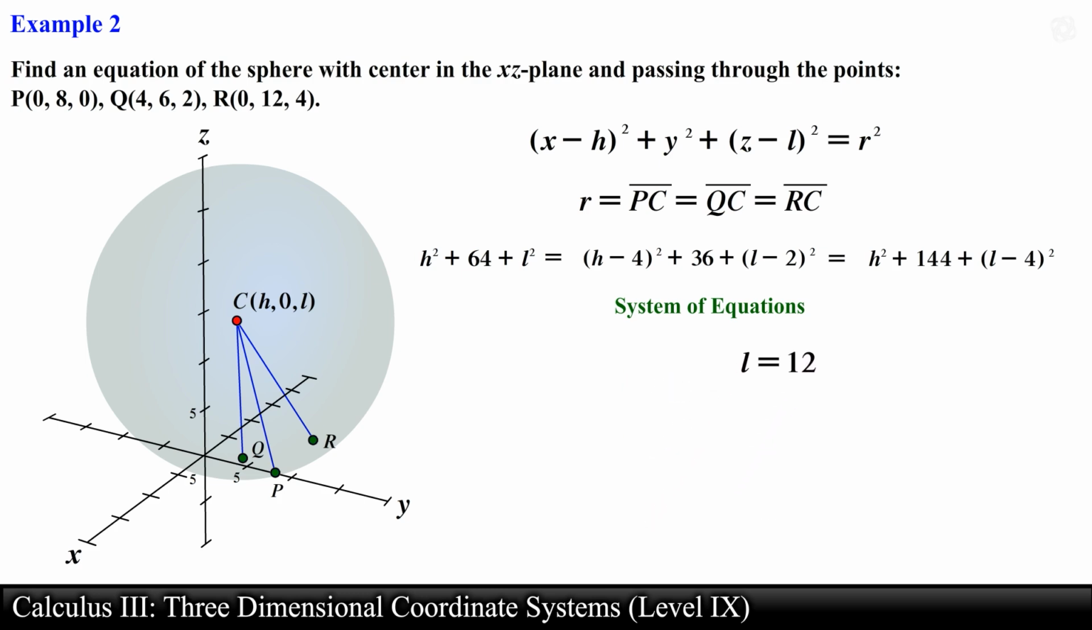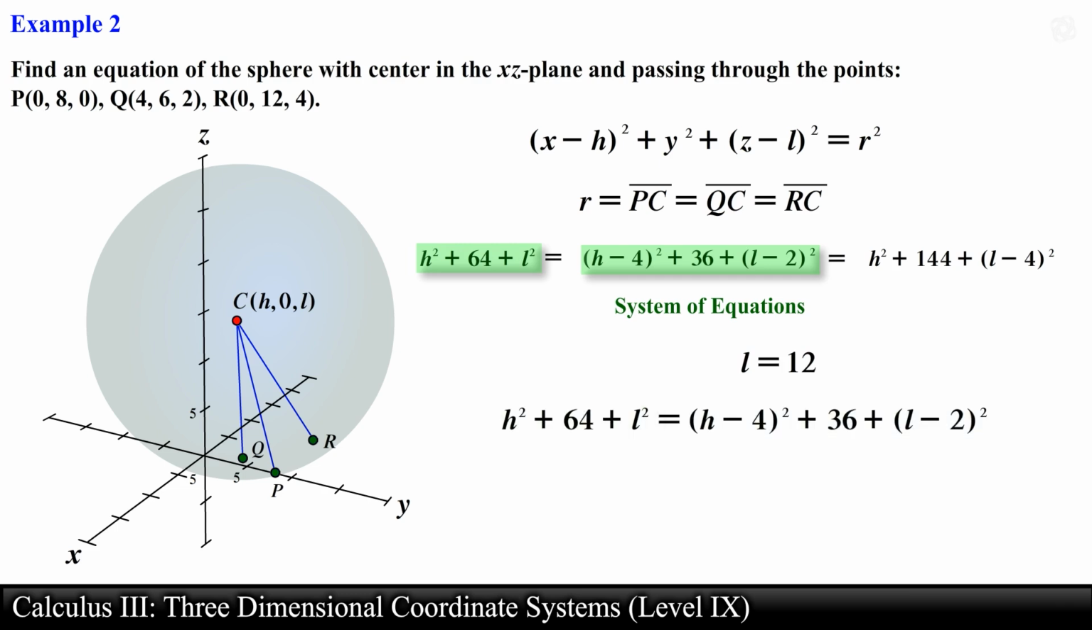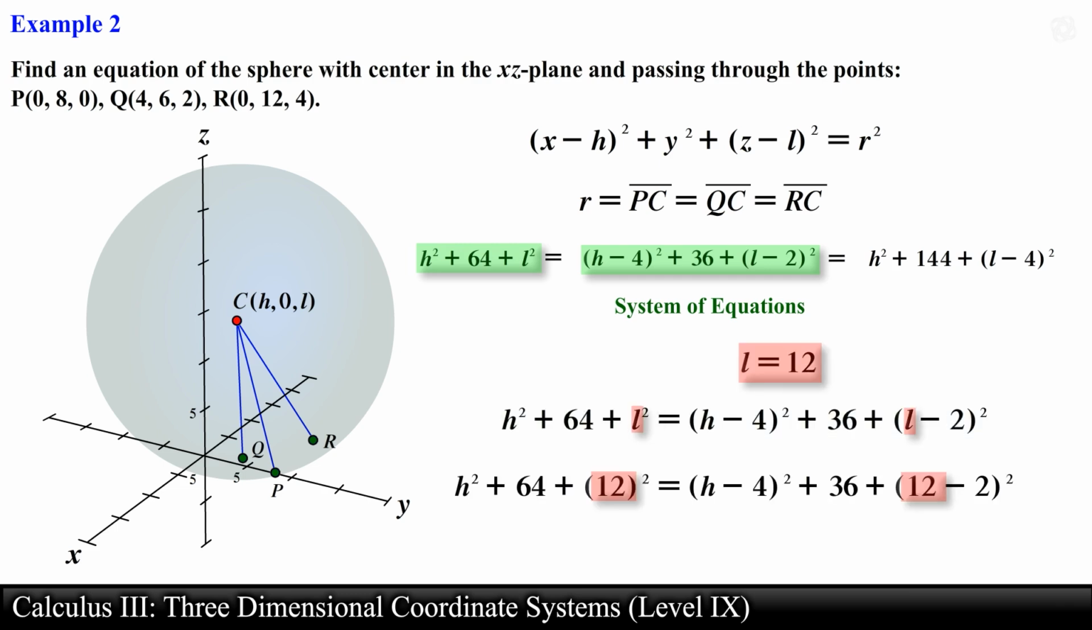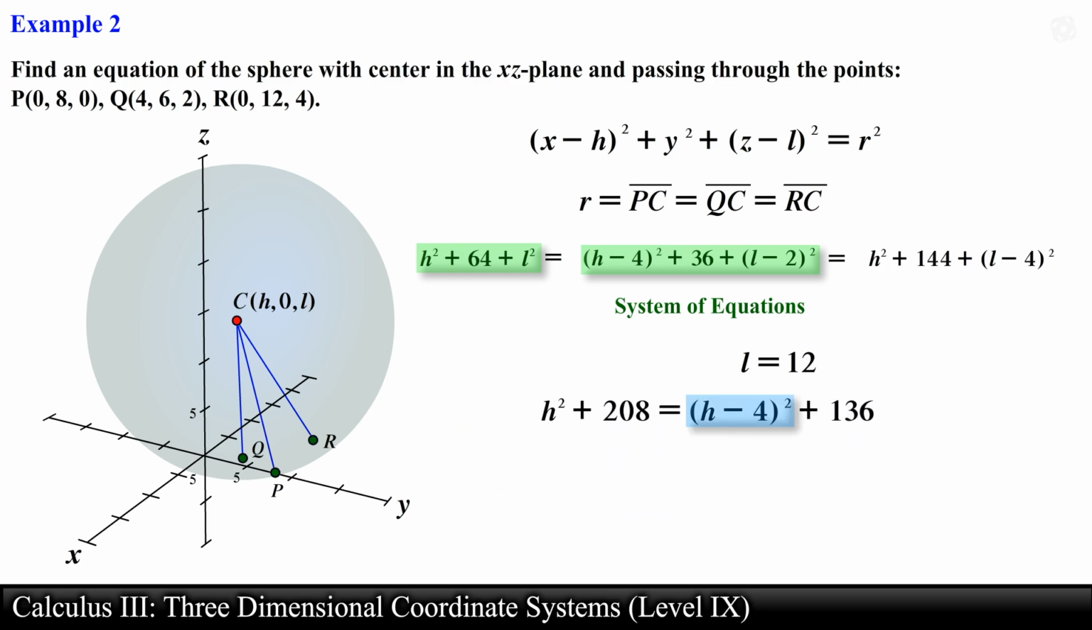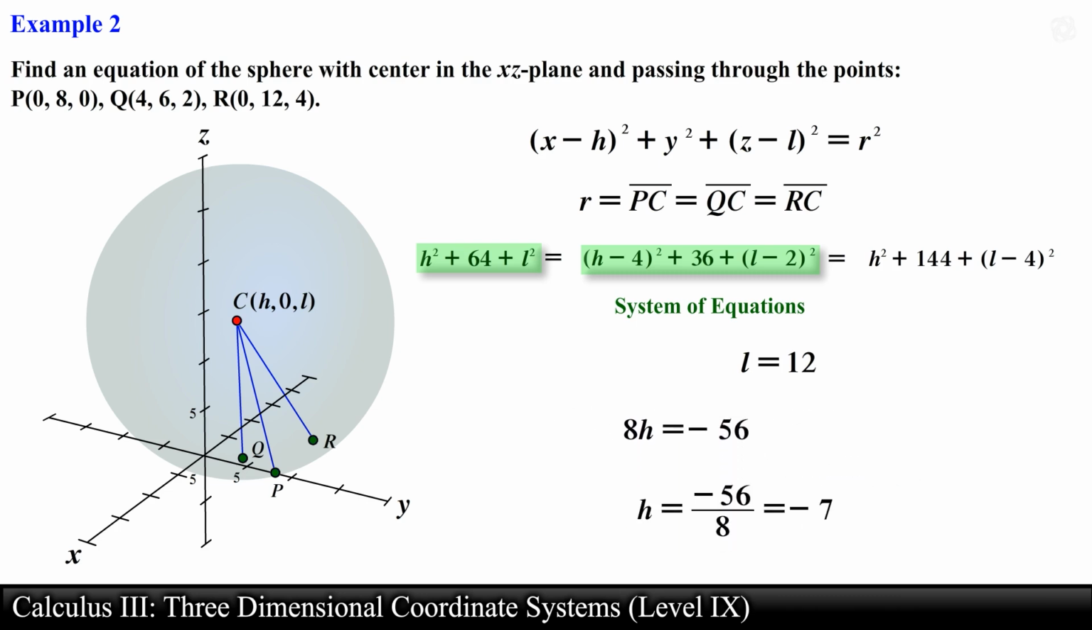Now we need to equate 2 distinct expressions, substitute this value for L, and solve for h. Let's equate the first and second equations together. Next, let's replace the value for L with 12 and simplify the expressions. After that, let's expand the binomial square. Notice that the h squared terms cancel out, since they appear on both sides. Then it's just a matter of getting all the terms with the variables to one side and the constants to the other side, and simplifying the expression. Lastly, we solve for h. Doing that, we obtain h is equal to -7.